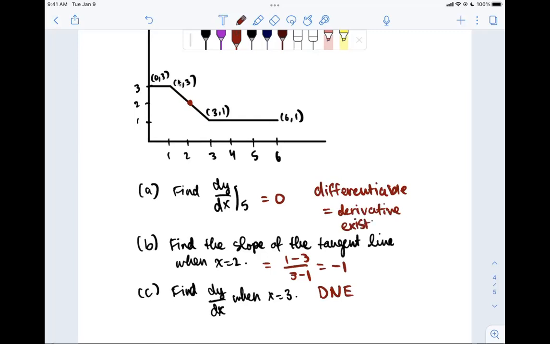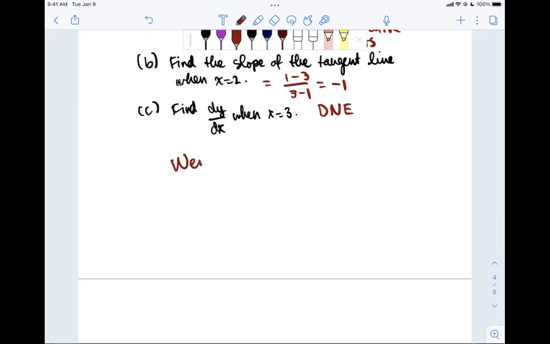In fact, there's an example of a function called the Weierstrass function, which is super interesting. Let me just write down that name in case you want to look it up. Because it's continuous everywhere, but not differentiable at any point. So it's like spiky at every single point, which is very interesting.